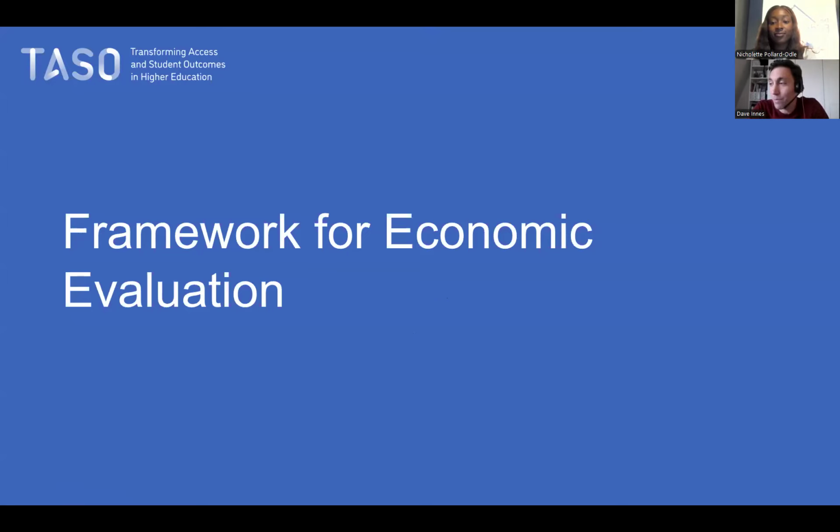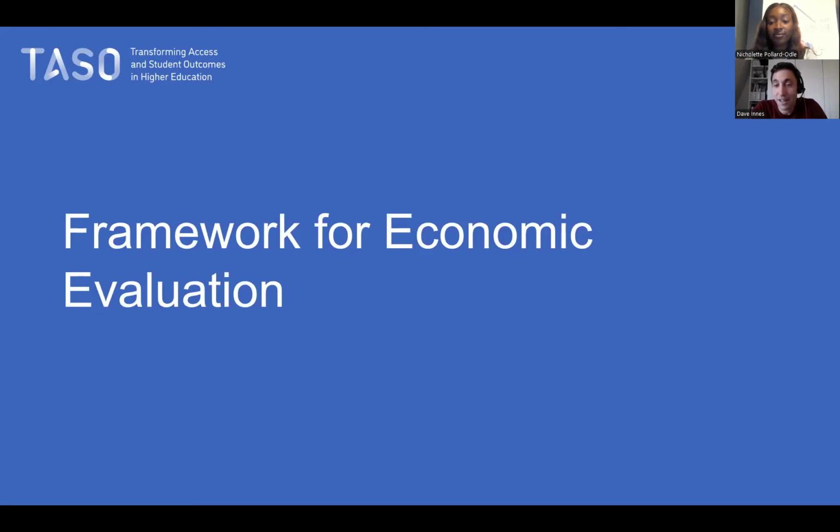I'm Dave Innes from RSM, and just before I start talking through the framework for economic evaluation, I wanted to make a couple of acknowledgements, because I'll be presenting what we've developed on behalf of RSM and TASO. What we've developed wouldn't have been possible without the hard work of colleagues, so I want to acknowledge the work of Priya Kambaita, Ina Yordanova and Matt Rook, as well as the brilliant advice we received from Dr. Stuart Astill.